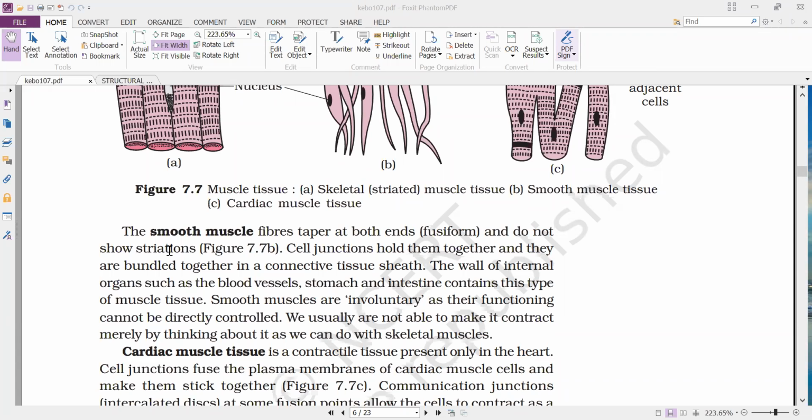Okay, they do not show striations. One thing you have to remember: in this also we'll find actin and myosin filaments, but they are not properly arranged to show the striations. They are not arranged in a regular fashion. Since they are arranged irregularly, we don't observe the striations. That's why we are calling it unstriated muscle.